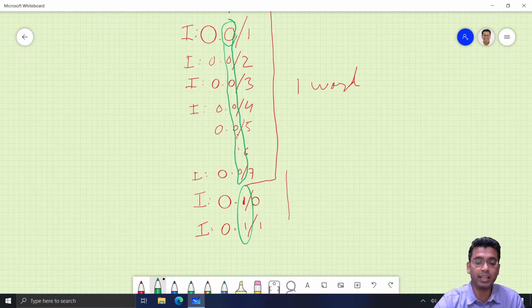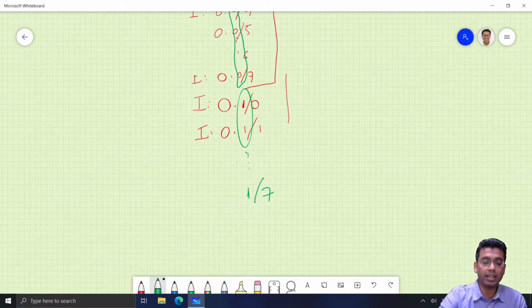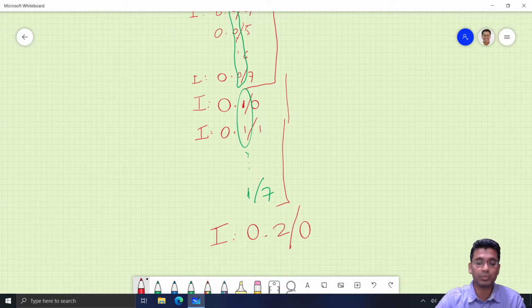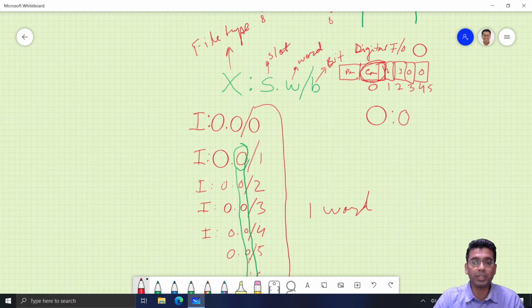And then again this will go up to how much? This you can go up to 1/7. After that, if you have more inputs, then what would happen? Again you have to start with a different word, 0.2/0. Fine. So this would actually determine your input addressing.